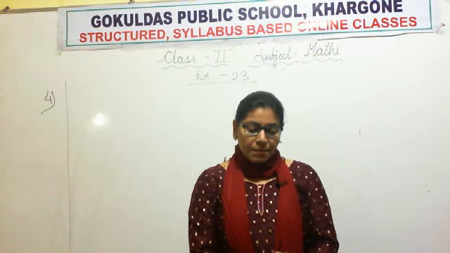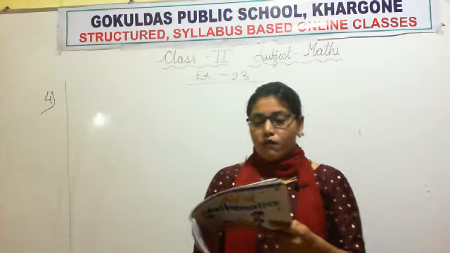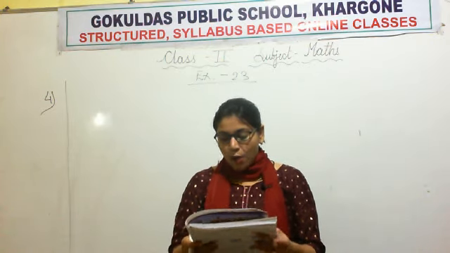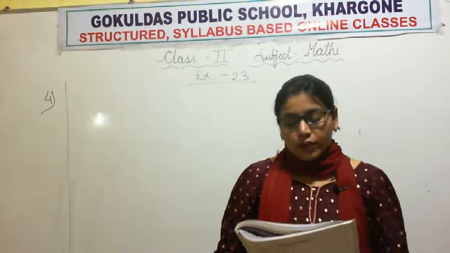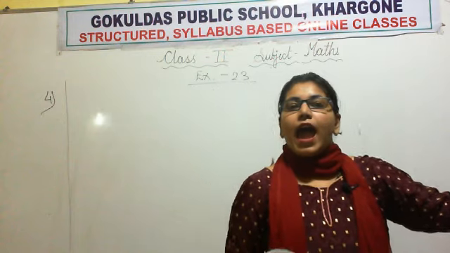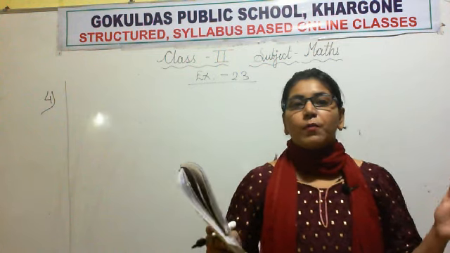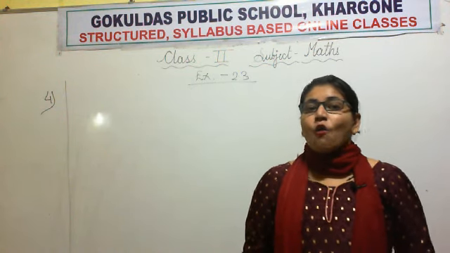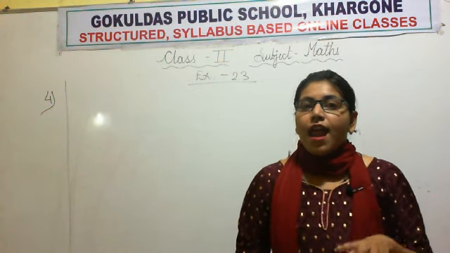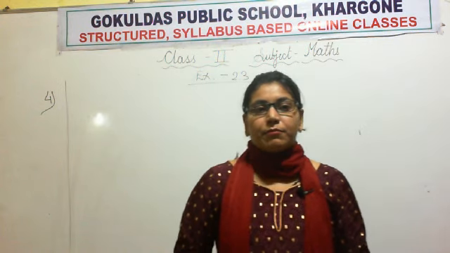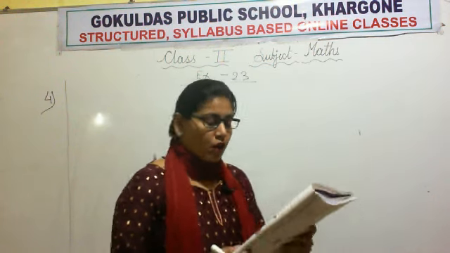50 people visited an exhibition on Monday and 48 people visited on Tuesday. How many people visited the exhibition on both days? So there is an exhibition. Some people visited on Monday and some other people visited on Tuesday. Now they want to know the total number of people who visited. Whenever we see how many people, we understand that we have to do addition, because two numbers are given and we are asked to find the sum. Okay, so let's do it.